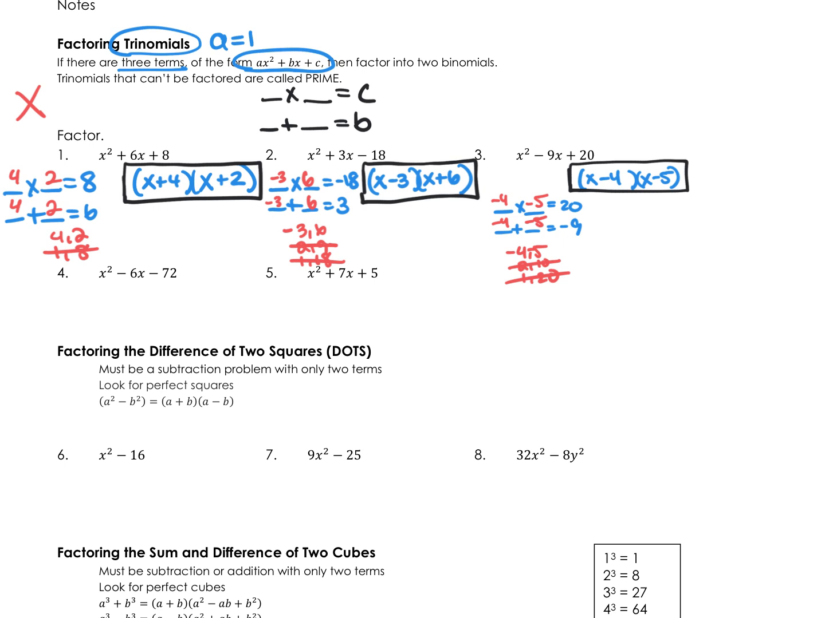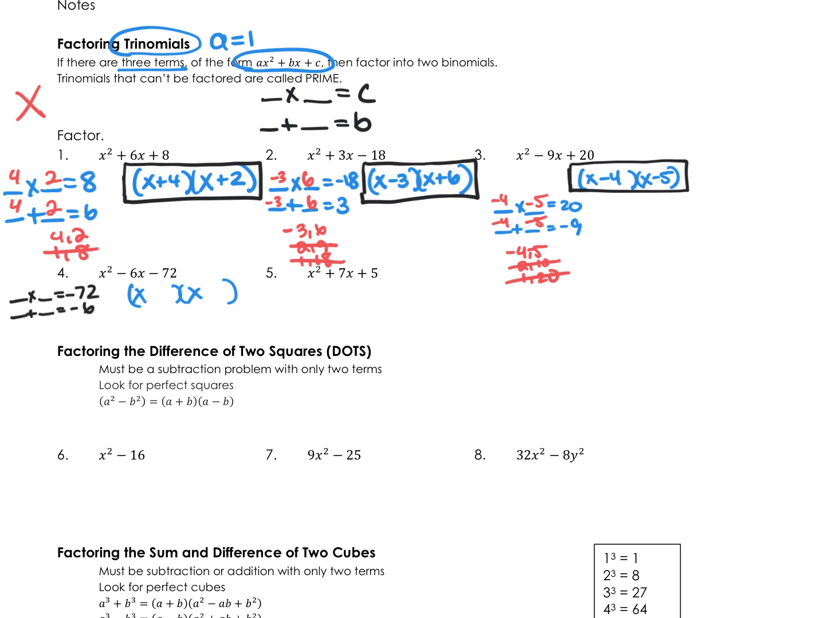I want you to try 4 and 5 on your own. So for number 4, we know it's going to be 2 parentheses, and they're both going to start with an x because there's a 1 in front of x squared. So x times x is going to be x squared. To find the other two numbers, we're going to find two numbers that multiply together to get negative 72 and add together to get negative 6.